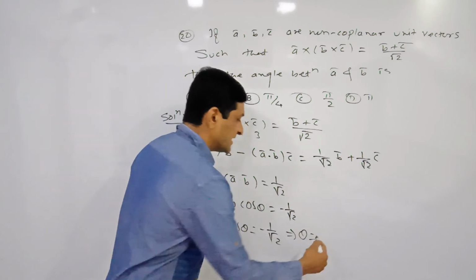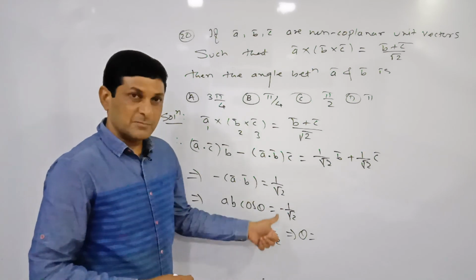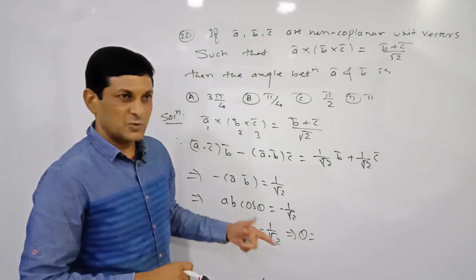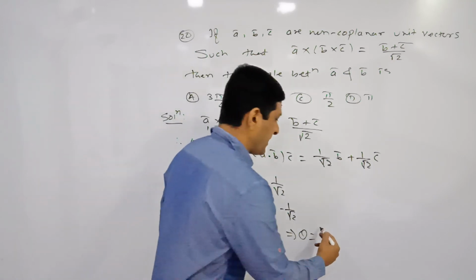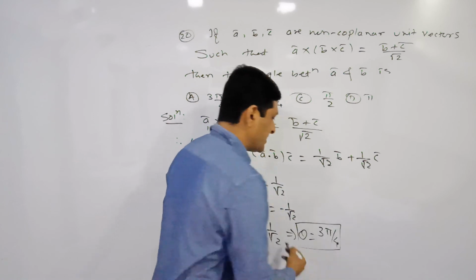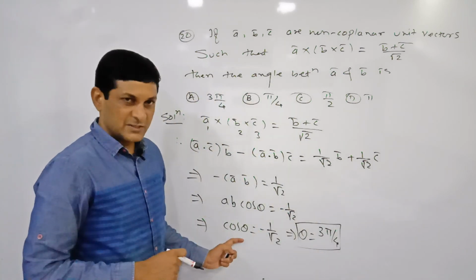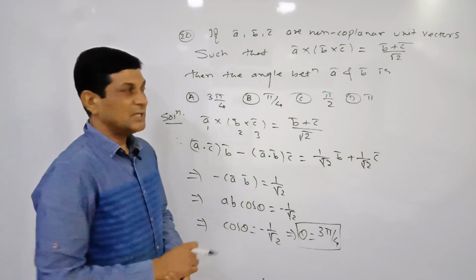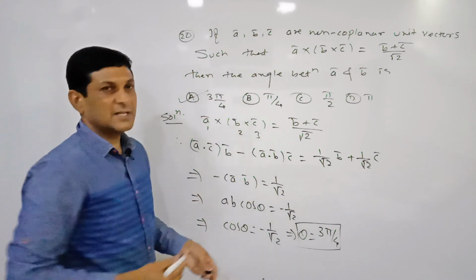So this implies that since the value of cos theta is minus 1 by root 2, the angle is greater than 90 degrees, and 1 by root 2 corresponds to the value of 3 pi by 4, meaning 135 degrees. So in this way we have got theta equal to 3 pi by 4. Cos theta is minus 1 by root 2 and theta is 3 pi by 4. So option A will be the correct answer.